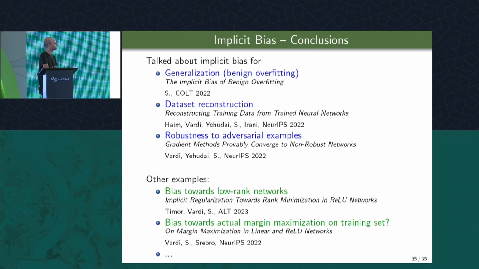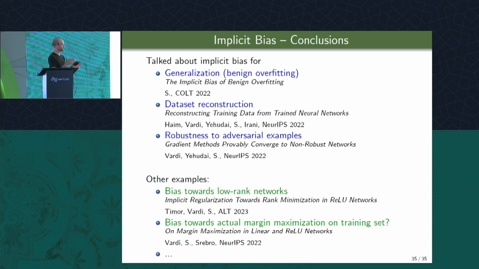Okay, so I'll wrap up here. I talked about implicit bias in 3 different contexts. I started with the context of generalization and benign overfitting. Then I talked about using implicit bias results for dataset reconstruction, as well as robustness to adversarial examples. But of course, you can also take this in many other directions. For example, there has been a line of work on how the implicit bias of training algorithms biases us towards networks which have low rank weight matrices, and we also have some recent results on this.